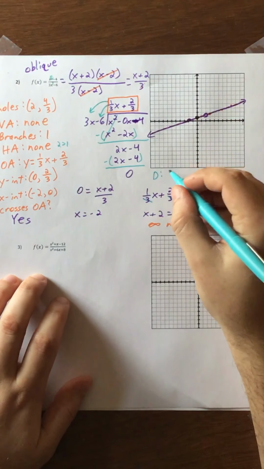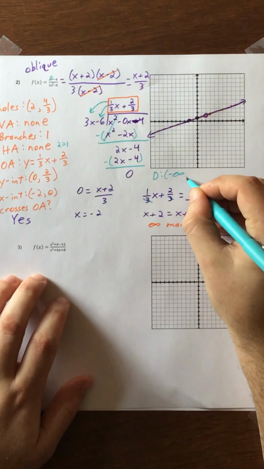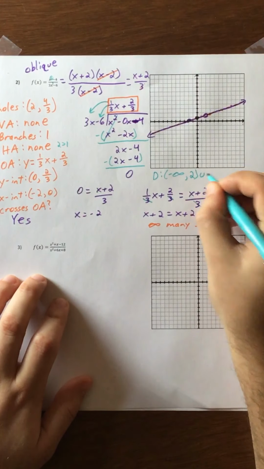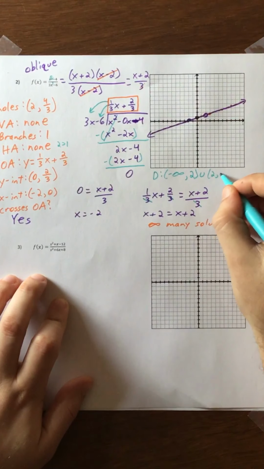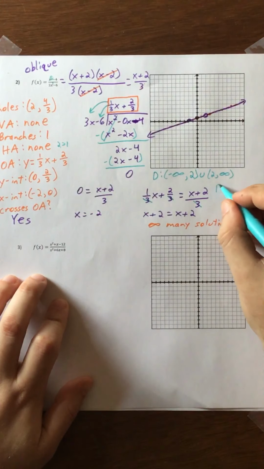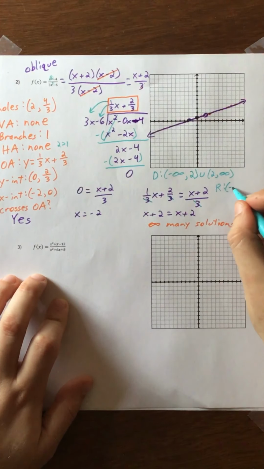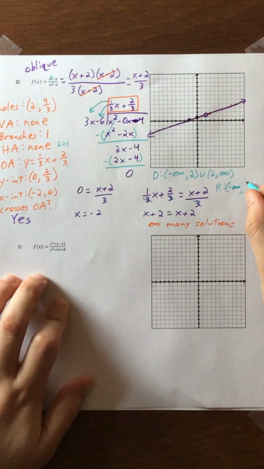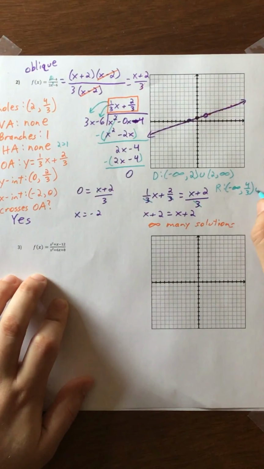Okay, domain. It's going to go to -infinity. At x equals 2, I have a hole, so take 2 out of your domain. For range, it goes down to -infinity. It jumps at 4/3 at the hole, so take 4/3 out of your range.